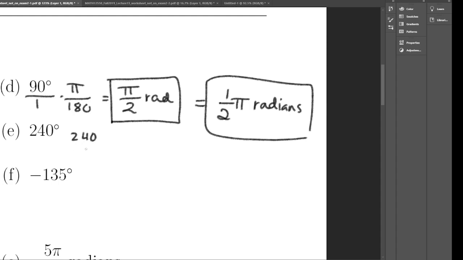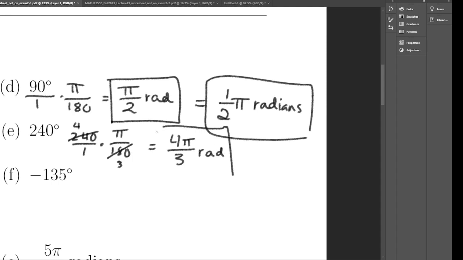240 times pi over 180. 240 and 180 have a common factor here of 60. This is like 4 times 60. This is like 3 times 60, so we get 4 pi over 3, or 4/3 pi. In either case, we would still write rad or radians at the end. Notice 240 degrees is more than half a circle, and pi radians is half a circle, so this is more than pi radians. 4/3 pi is like 1 1/3 times pi.